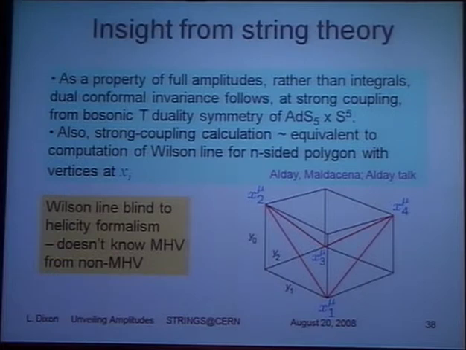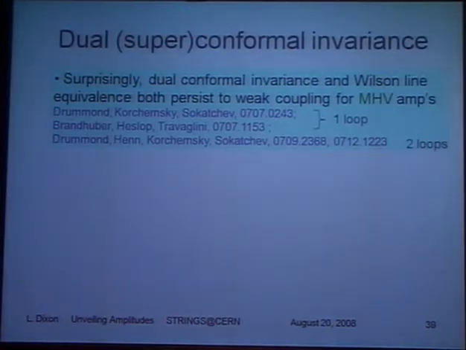Now, there are still a lot of puzzles for future work. And one of them is exactly how this correspondence works, because like the LHC experimentalists, the poor Wilson line is blind to the helicity formalism. It really just knows about momenta. It doesn't know what polarizations are there. And so there's additional information in the string calculation that needs to be provided in order to cover all the different cases. But that's work in progress, I believe.